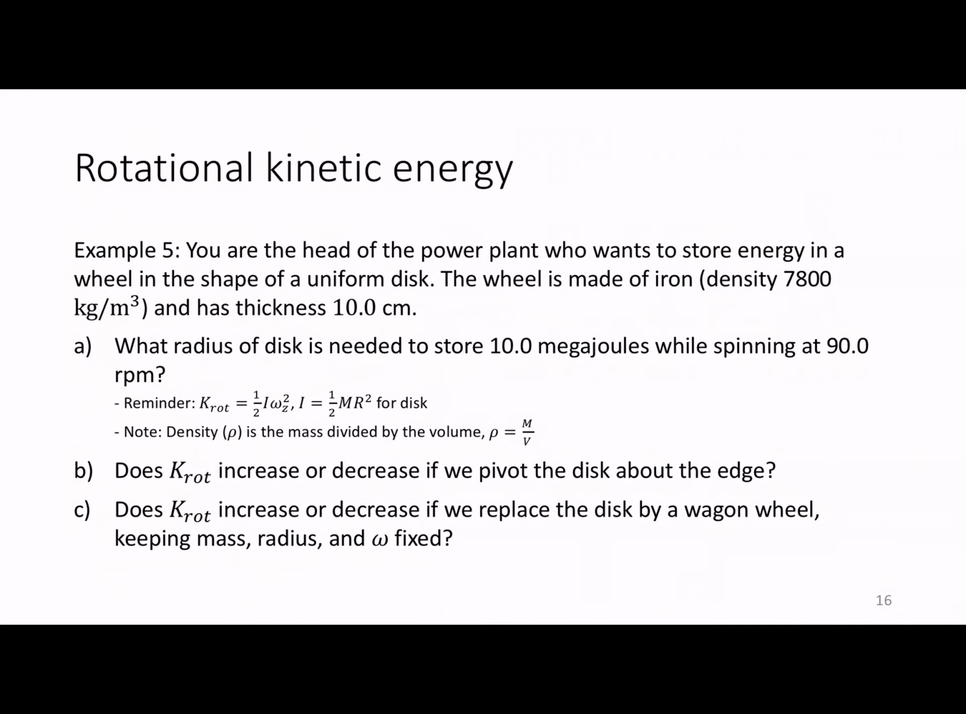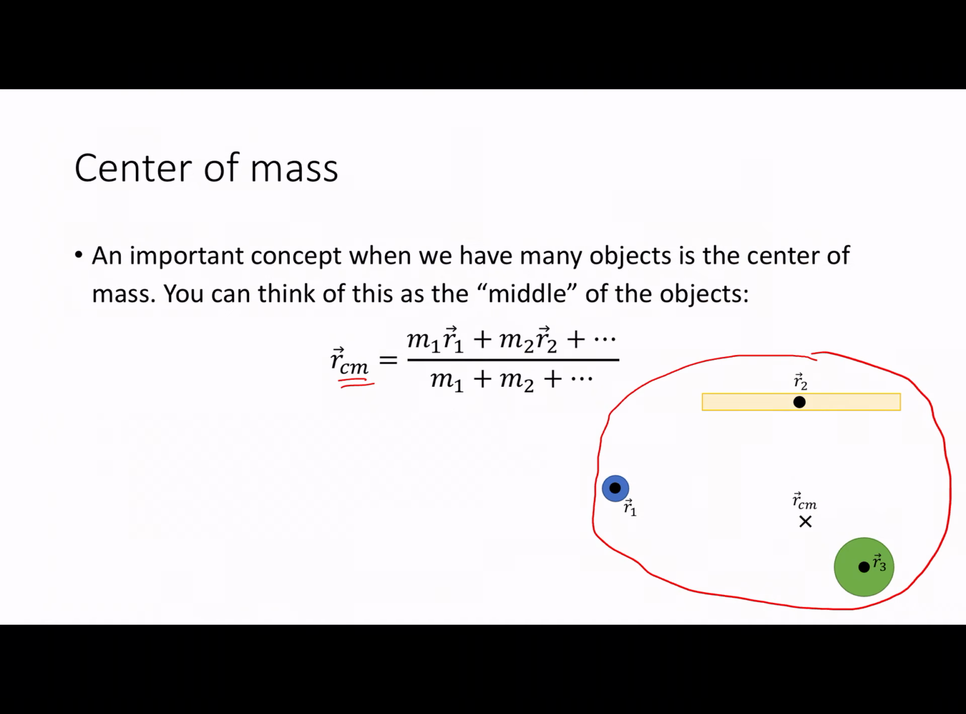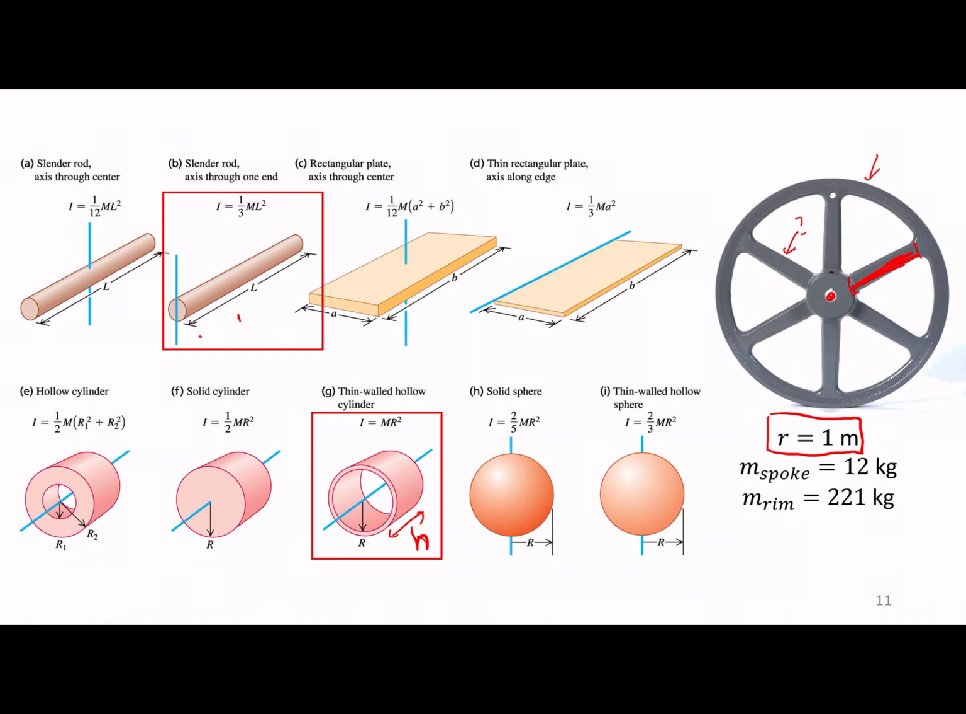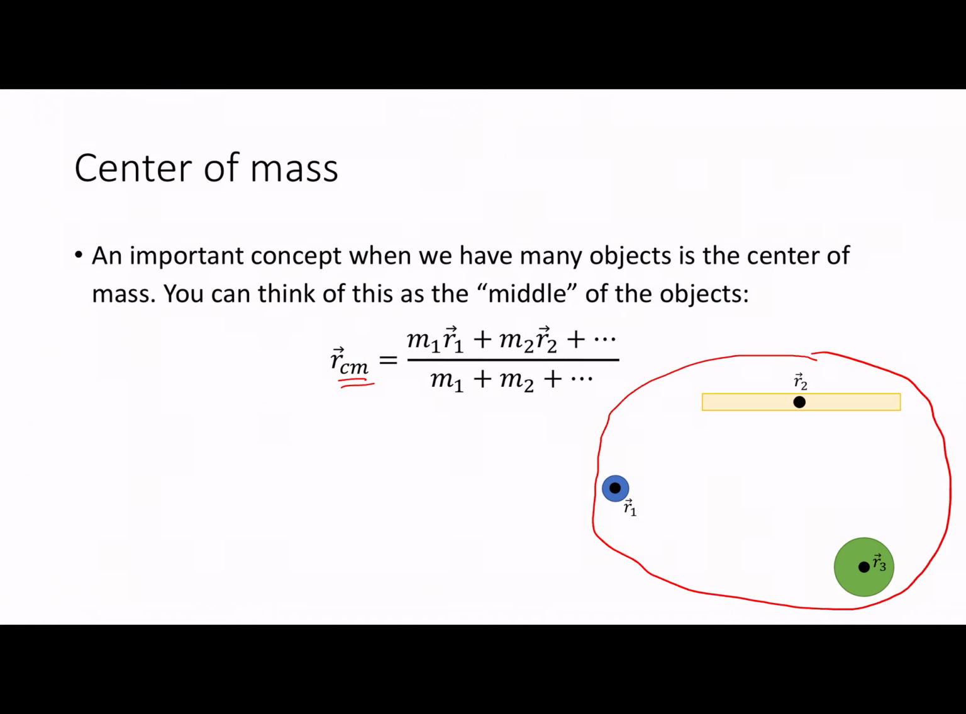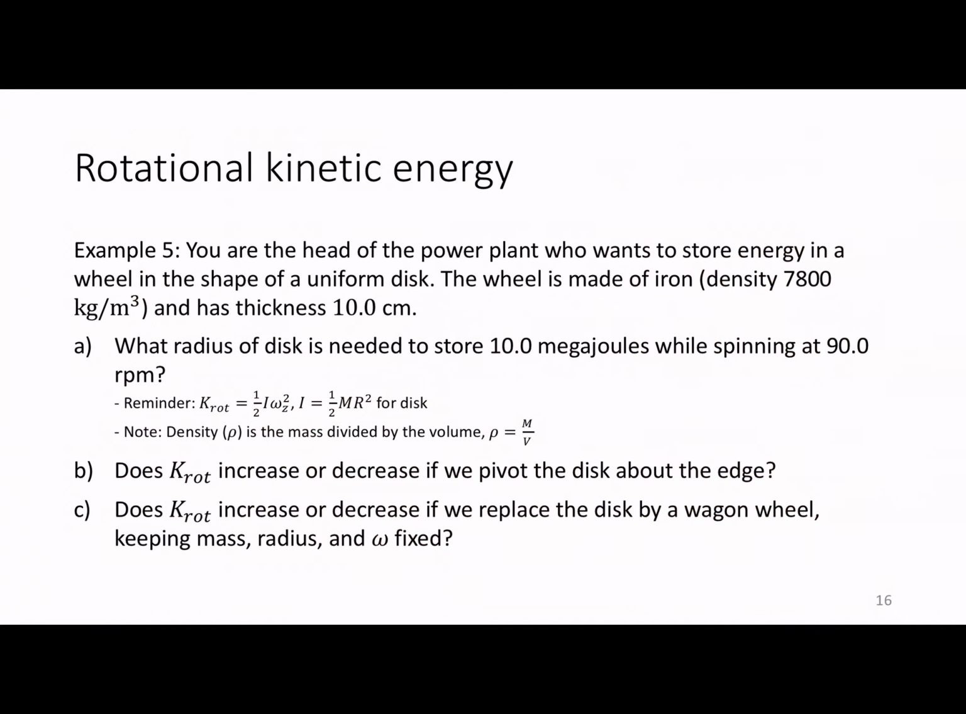Similar question. Does K rotation increase, decrease, or stay the same if we replace the disk with our wagon wheel from the previous example? So this object that has most of its mass around the rim. Does K rotation increase, decrease, or stay the same if we do that while keeping mass, radius, and omega fixed? So again, it's going to go up.